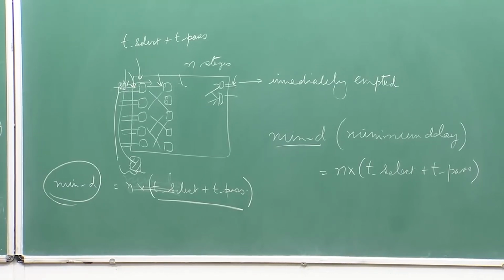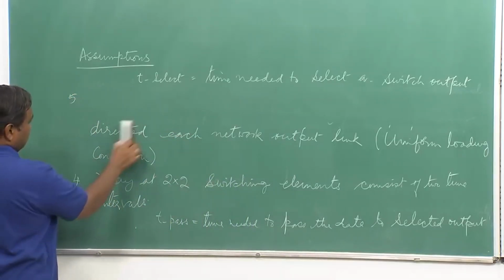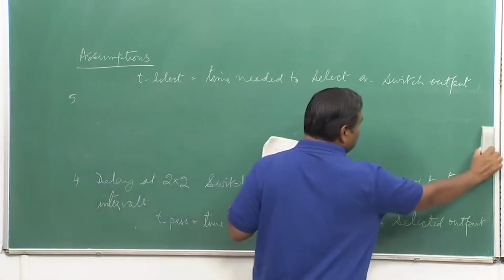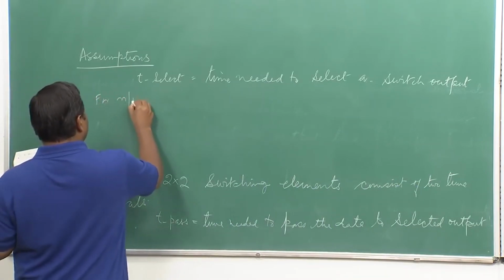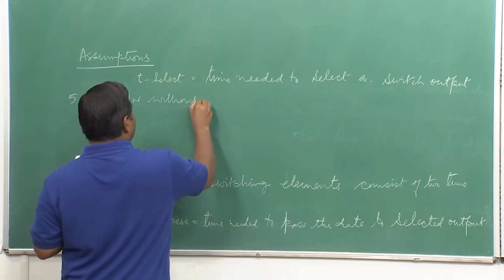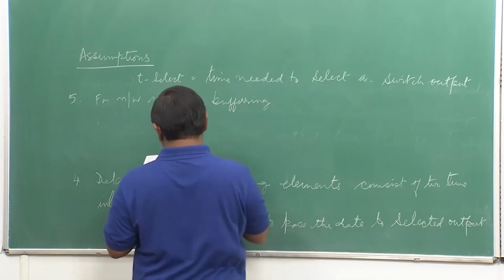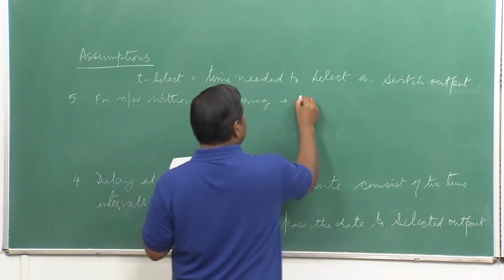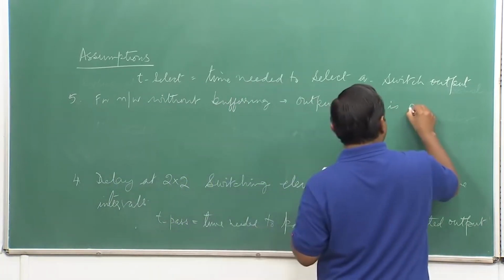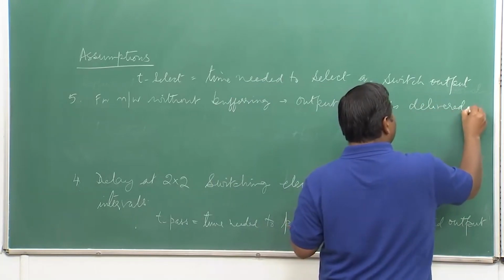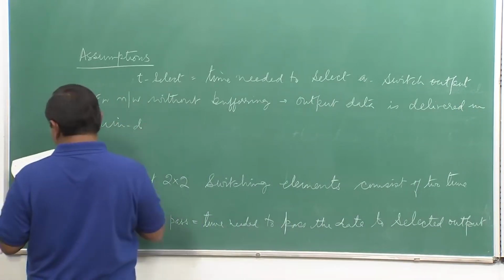So, the fifth thing, let me write it down. That is whatever I have stated. So, the fifth assumption is about this: for a network without buffering, output data is delivered in min d.